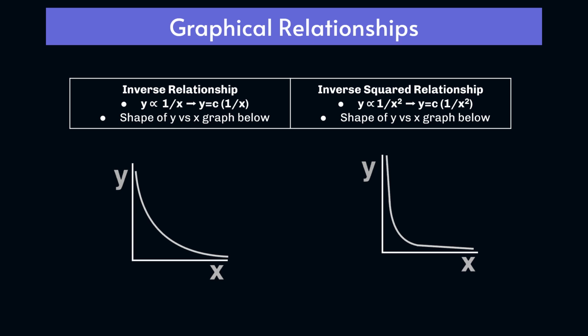And then the inverse squared relationship looks fairly the same. Y is proportional to 1 over x squared. Y equals my constant times 1 over x squared. And this is also a downsloping curve, but it's a little bit sharper, or a little bit steeper on both ends essentially. So let's move into our examples for this.